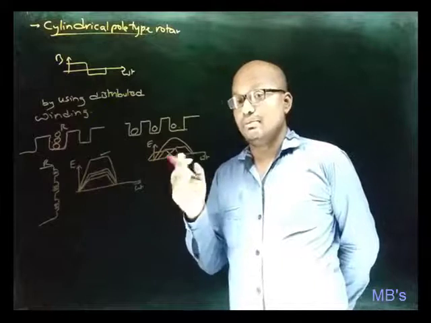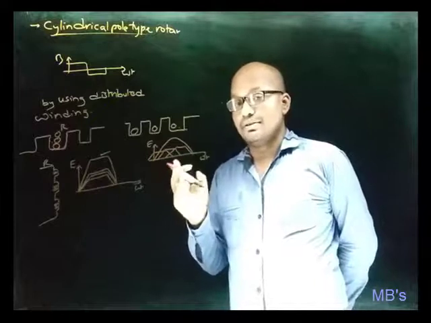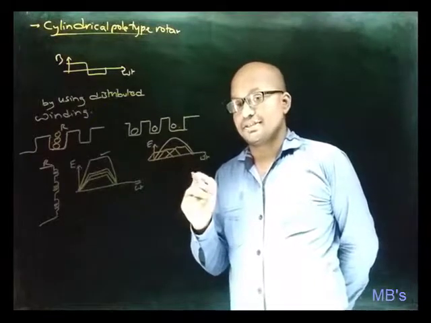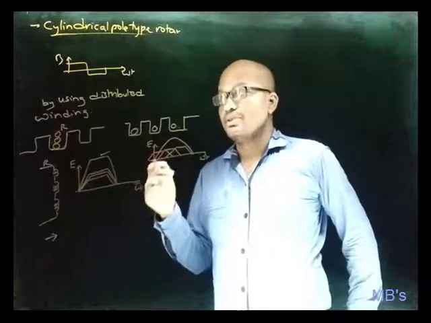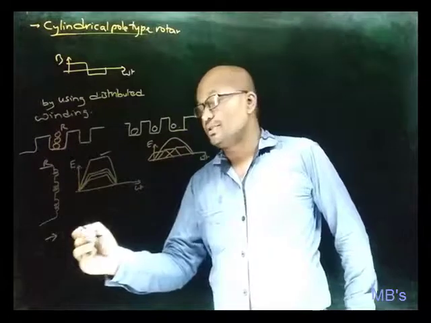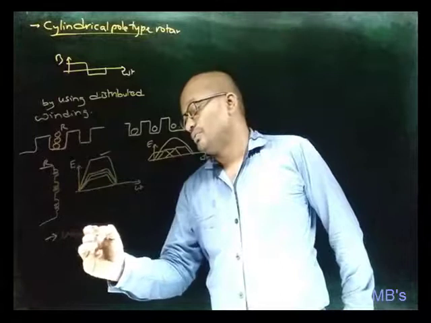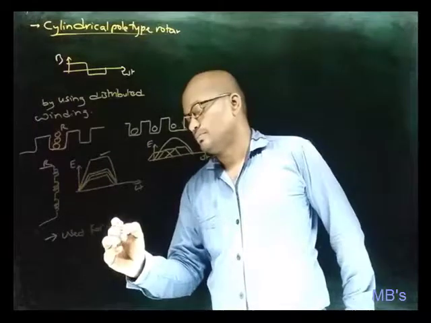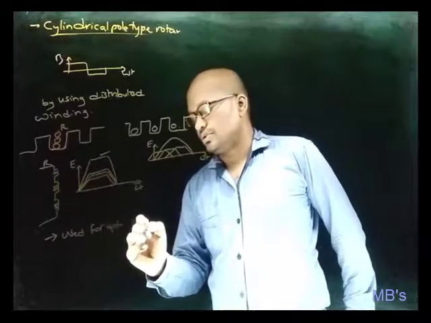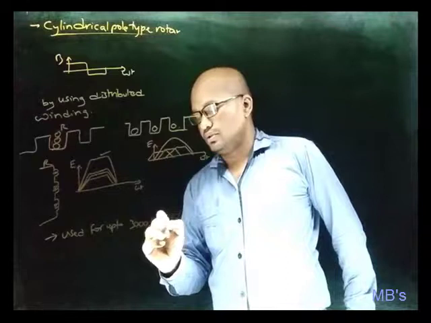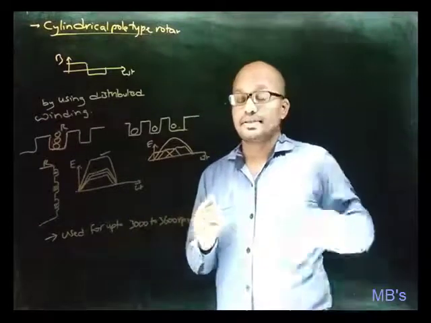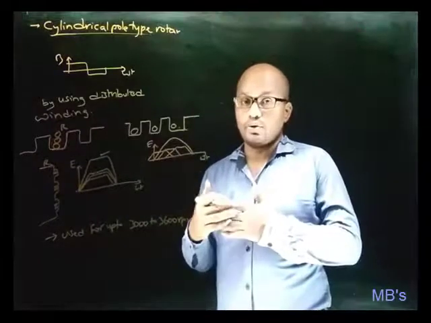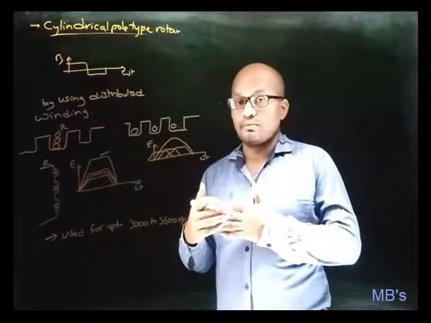So in the cylindrical pole type of rotor, windings are distributed to the maximum extent. As the cylindrical rotor is mechanically balanced, it can be used for higher speed. So it is used for up to 3000 to 3600 RPM.